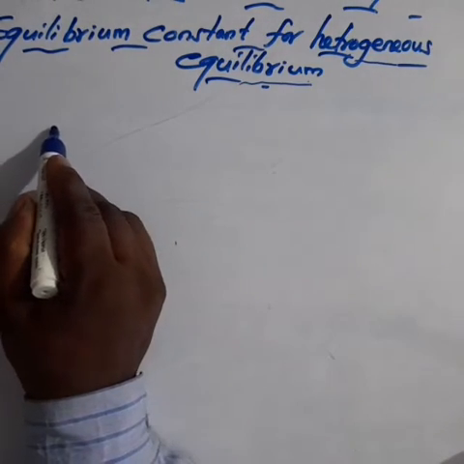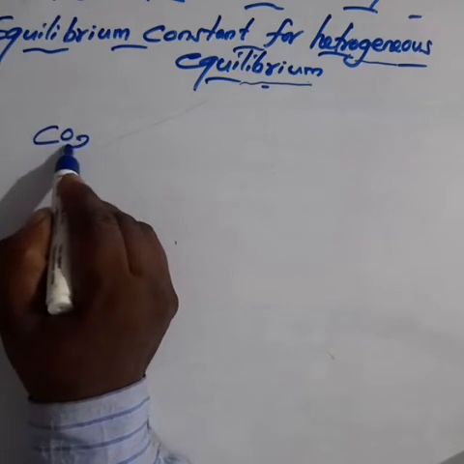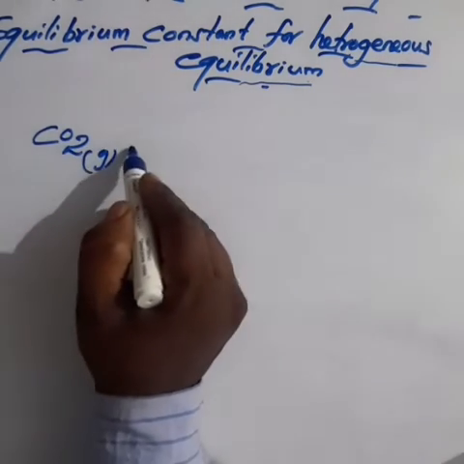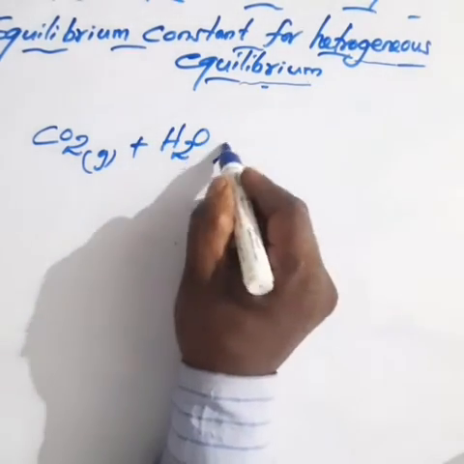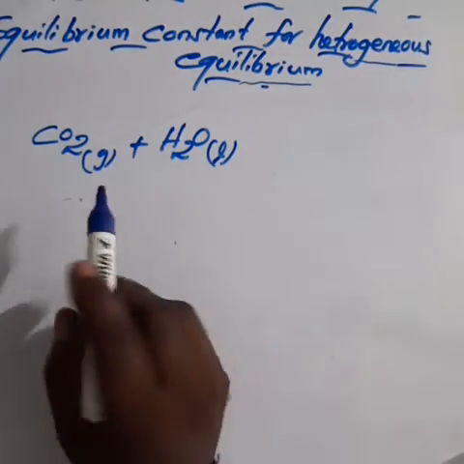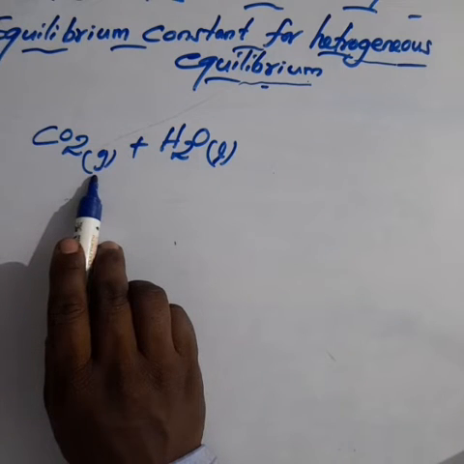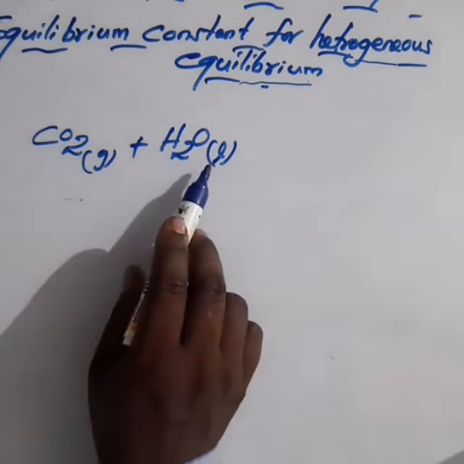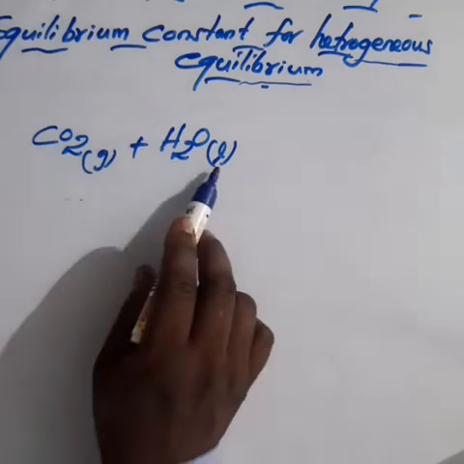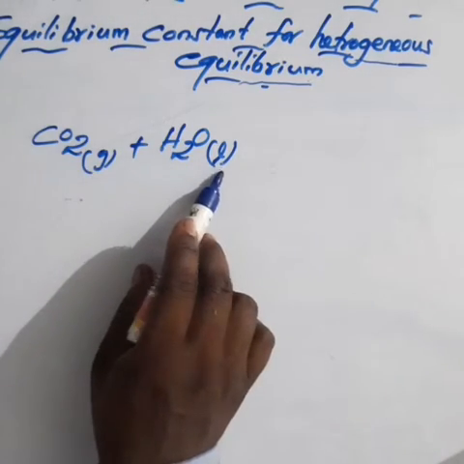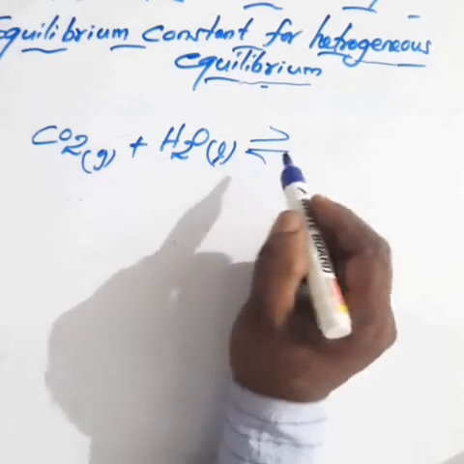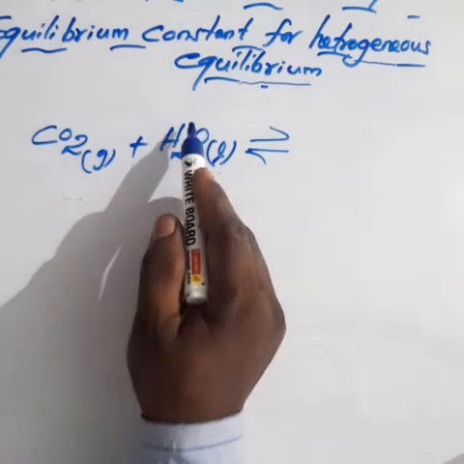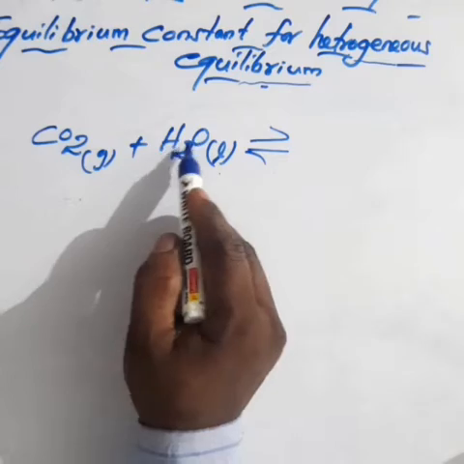Let us discuss another example. What is the example? Carbon dioxide gas reacts with water, which is a liquid state. What is the formula for carbon dioxide? CO2 gas. This reacts with water, H2O. This is a liquid state, with both forward and backward reaction.